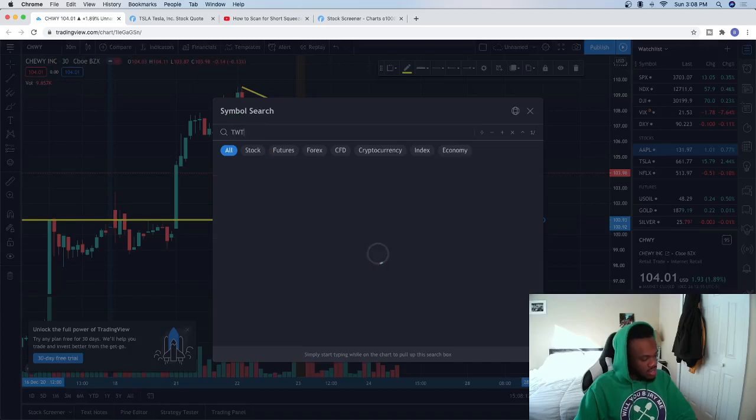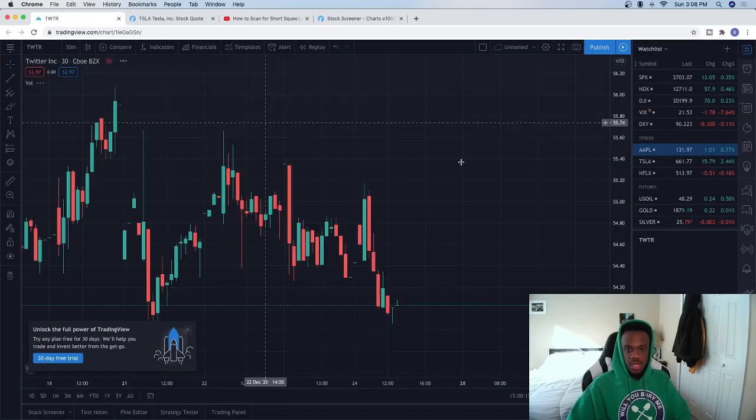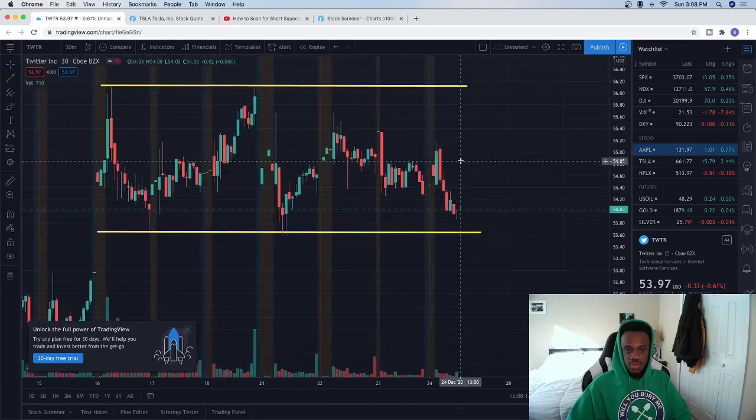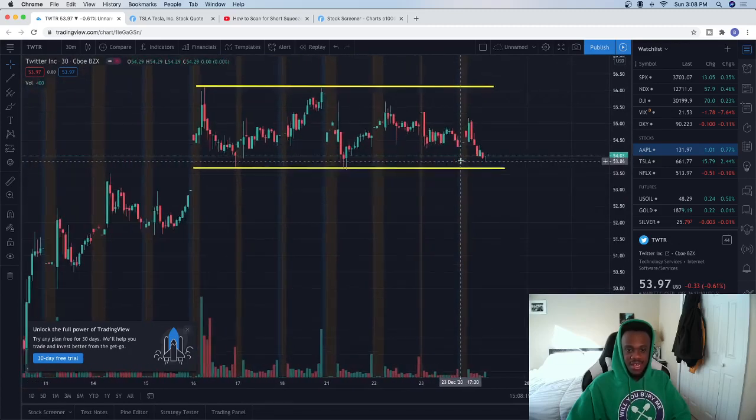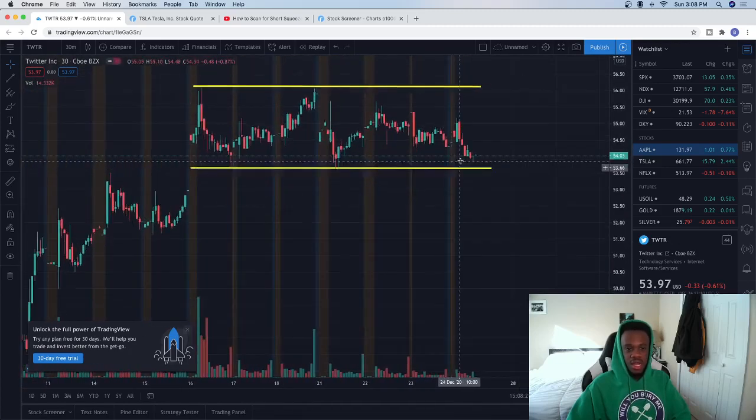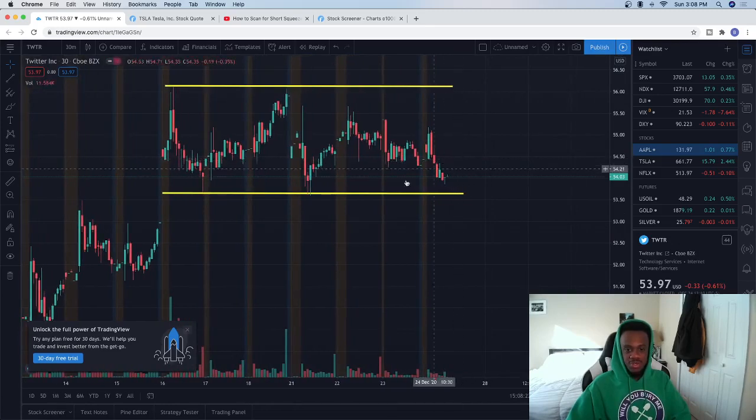Let's see, Twitter was next. I did have Twitter to the upside. It's kind of stuck in a channel right here. Not the best trade in the world, but as you can see, once it gets down towards this level, it tends to go ahead and shoot higher.